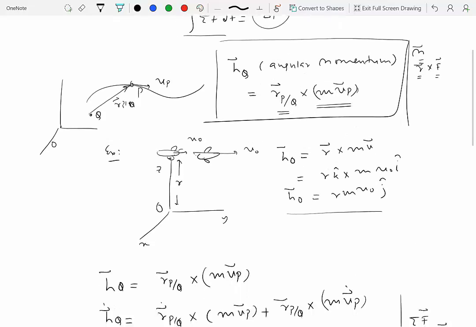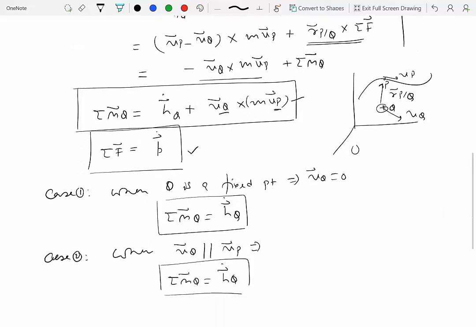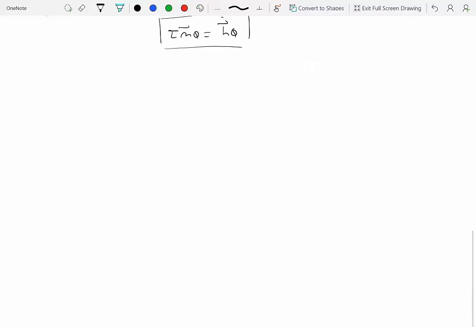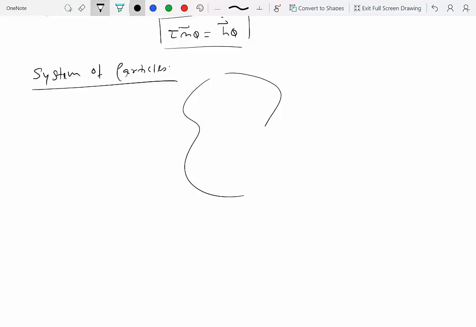We also want to see what happens when you have a system of particles. Okay, so let's do this for a system of particles. A system of particles, by definition, is a system, and again we are going to be only looking at closed systems where the mass of the system is really not changing. So you have a large number of particles, and you will choose a reference point Q.